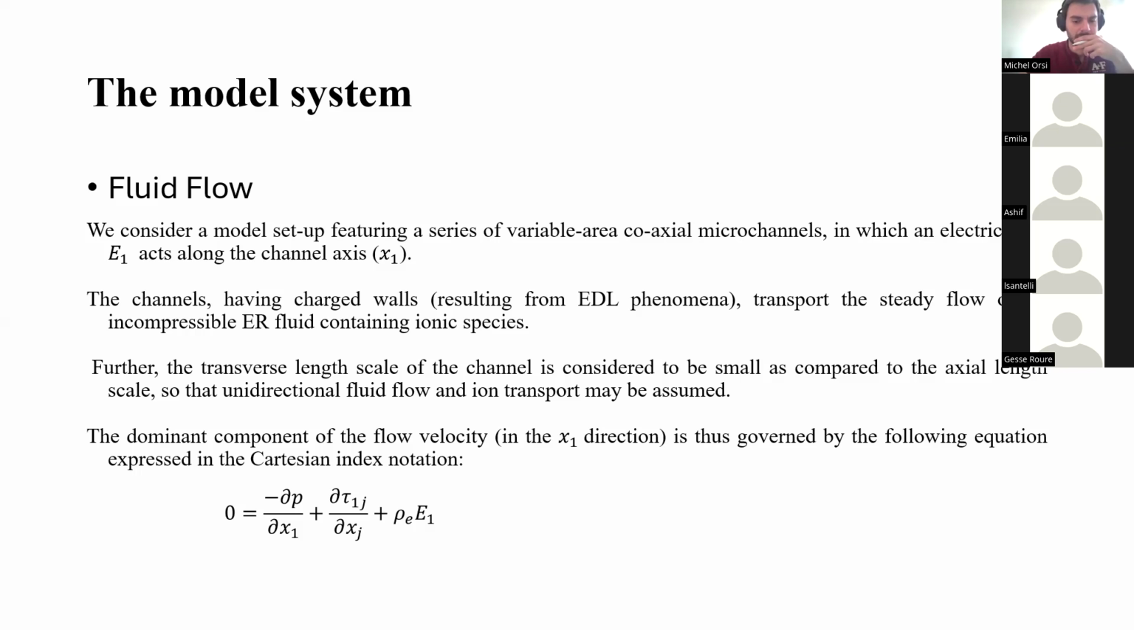The dominant component of the fluid velocity in the x1 direction is thus governed by the following equation expressed in the Cartesian index notation. This is the equation which describes it, where ∂P/∂x is the axial pressure gradient. Here it is induced because of geometrical discontinuities in the flow domain as opposed to being applied externally in a pressure driven flow. τij is the relevant deviatoric stress tensor component, and ρe is the volumetric density of the free charges in the solution.